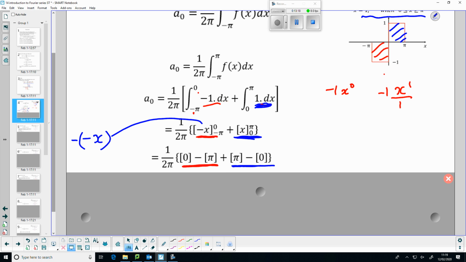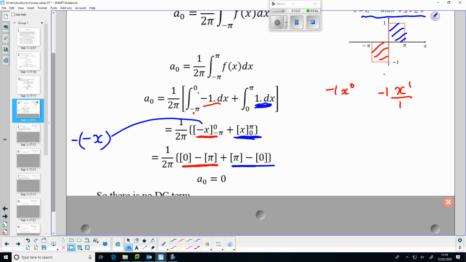That expands out to, if we say we've got 1 over 2 pi here, and we've got minus pi plus pi in here, so that everything in there turns out as 0, therefore a naught is 0. And if you look at it, have we got a DC shift? No, it's sitting on the 0 axis. If we had a DC shift, it would be bigger above the zero axis than below, which would give us a positive A0. If that was the other way round, a long bit here and a short bit there, it would give us a negative A0. All follow?